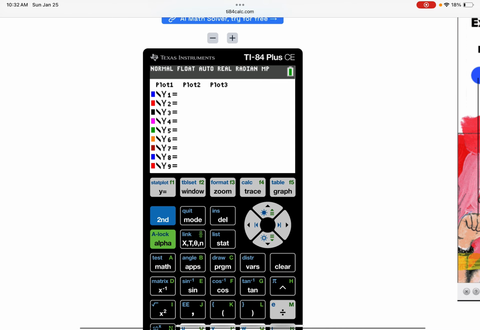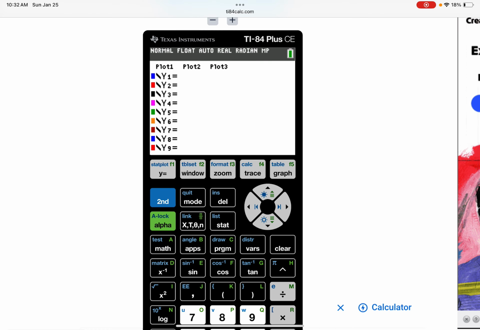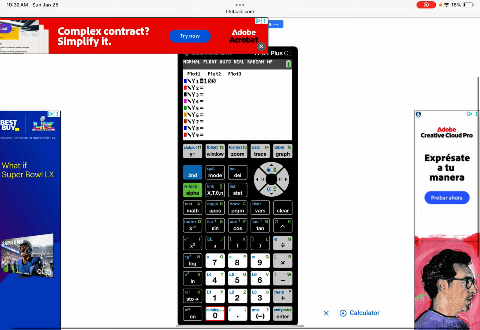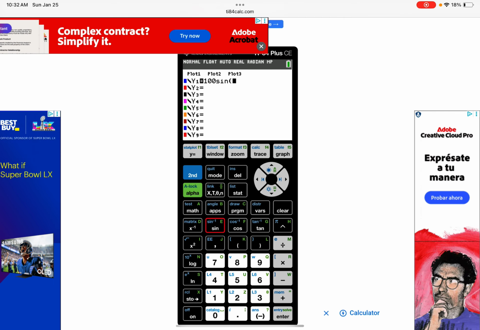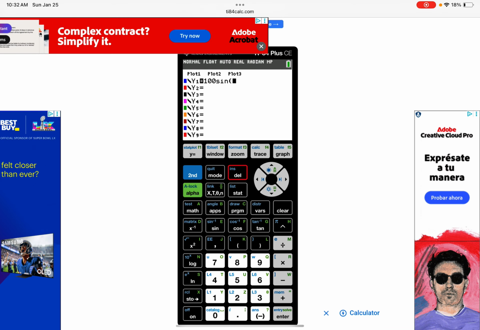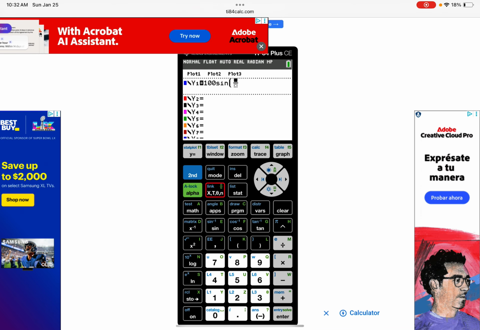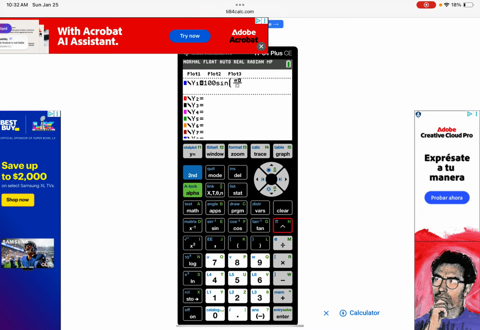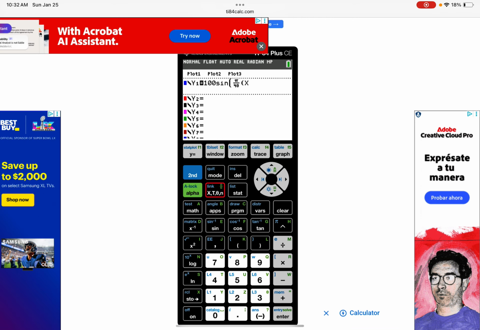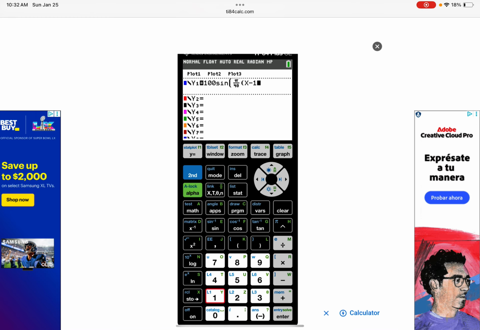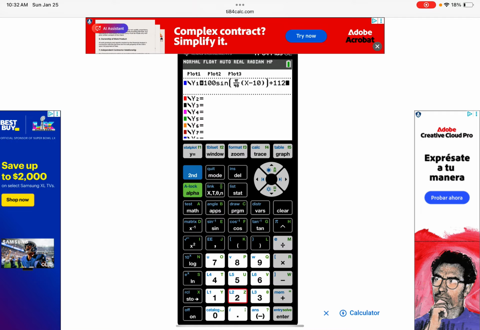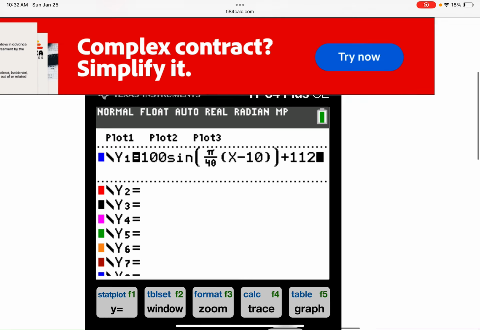So we have our function rule. I'm going to use the sine. You can use cosine if you want. So we'll have 100 sine, and then from here we'll have pi over 40. Close parentheses, x minus 10, and then plus 112. And just be careful with your parentheses there.